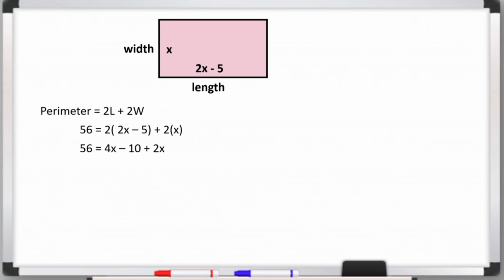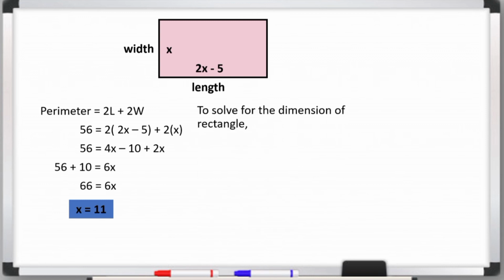Then 56 equals, distribute 2 to 2x minus 5 and 2 to x. So 56 equals 4x minus 10 plus 2x. Combining like terms, we have 56 plus 10 equals 4x plus 2x, equals 6x. 56 plus 10 is 66, equals 6x. Divide both by 6, so x equals 11. So if x equals 11, to solve for the dimensions of the rectangle, use x equals 11. Width equals x, so therefore, width equals 11 meters.